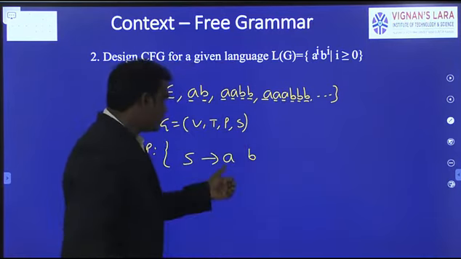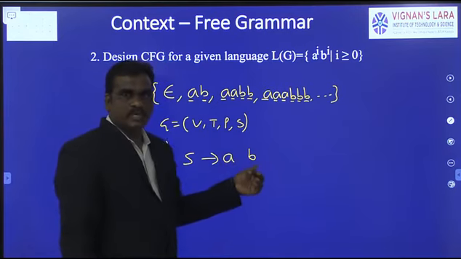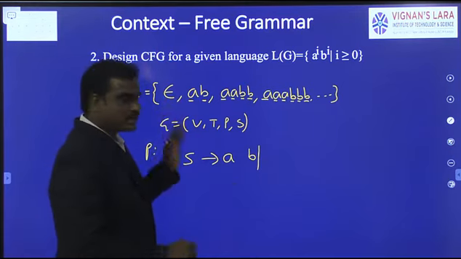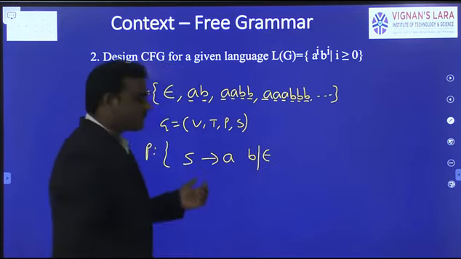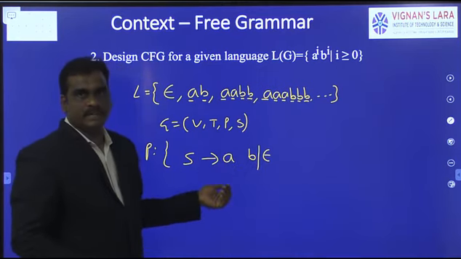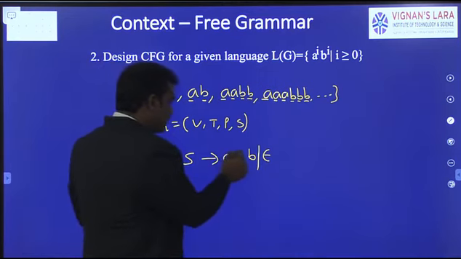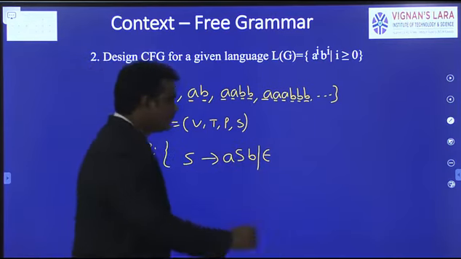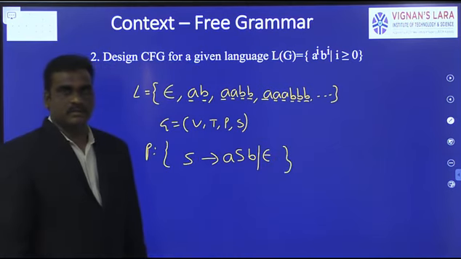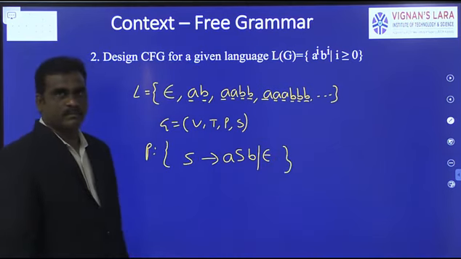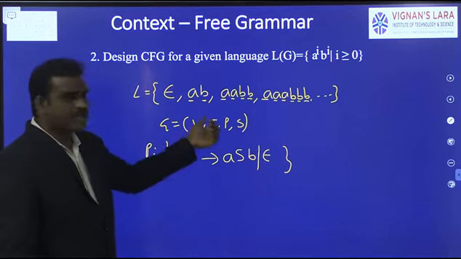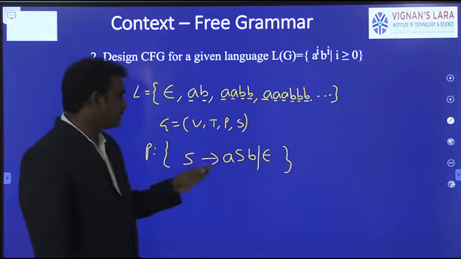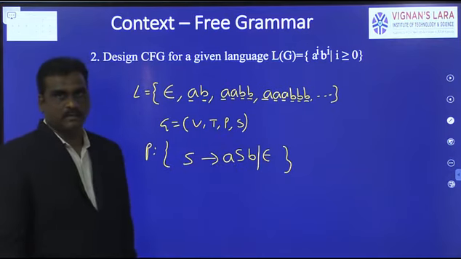That means in between A and B we have two possibilities. One is nothing, there is no symbol. No symbol means we can put epsilon. Otherwise, the same AB is repeating. What is AB? We have already defined. So S → A S B or epsilon. So this is the production for the context free grammar. Based on that, you have to define the tuples: variables S, terminals A, B, epsilon, productions P, and S is the starting symbol of the grammar.